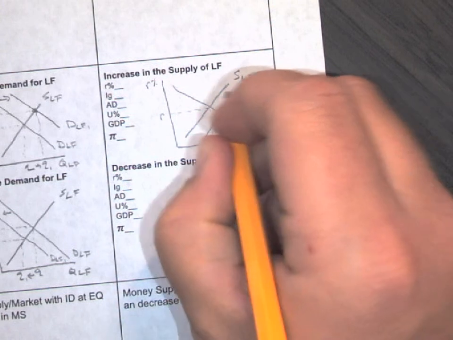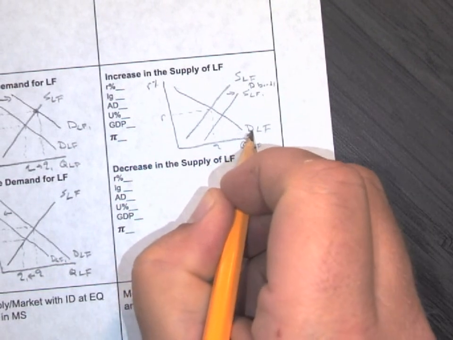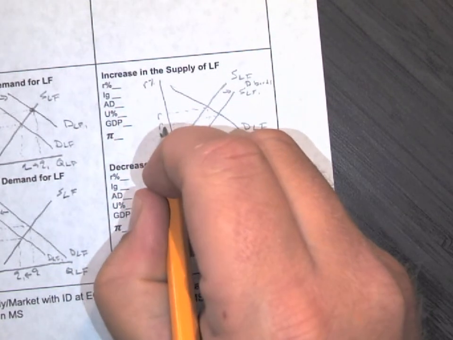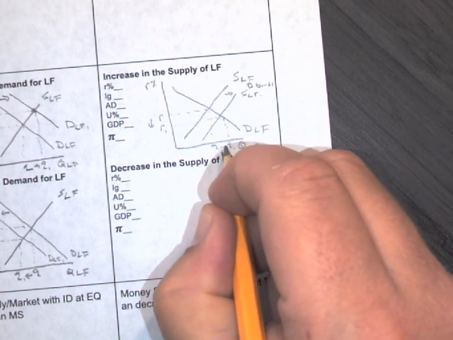Supply of loanable funds 1. I can see now if there's more of it with the same amount of people wanting it, then that will drive prices down. So that is a surplus, which drives prices down. That shifts to the right.